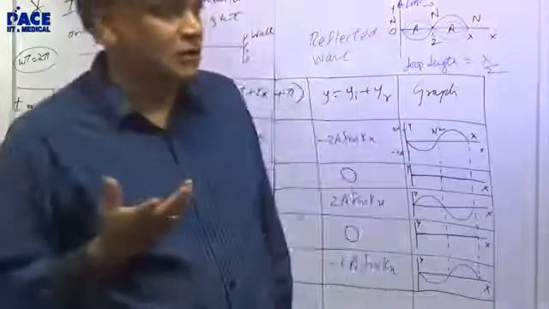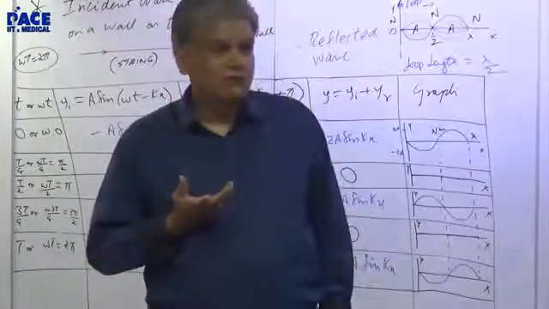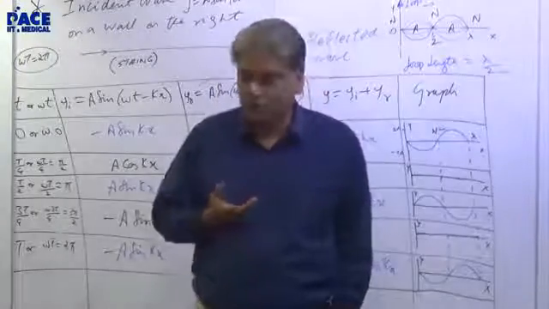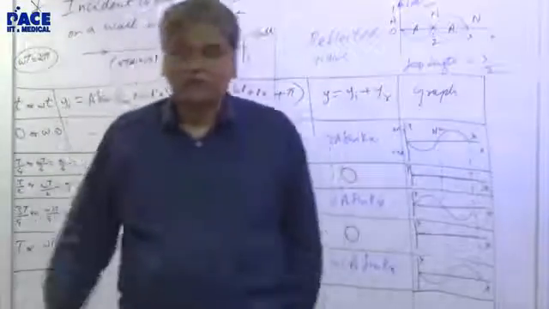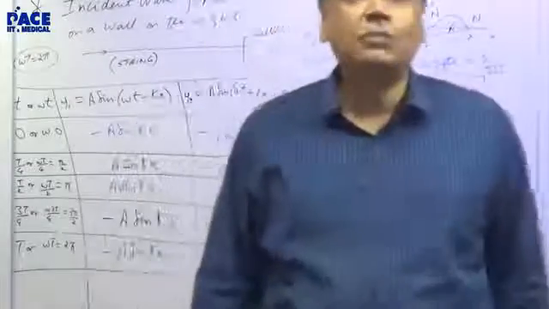Another name for the gap between adjacent nodes, from one node to another node, is called a loop because it looks like a loop. So the gap between nodes, the loop length, is lambda by 2.